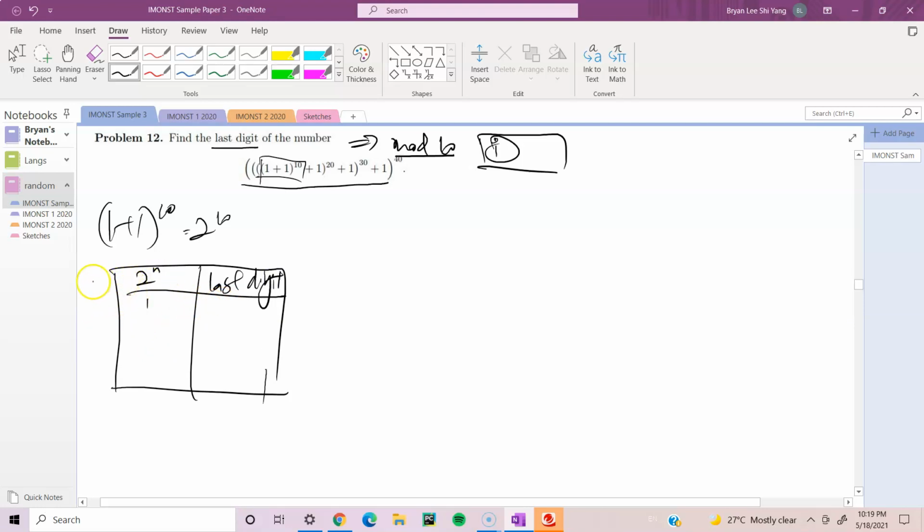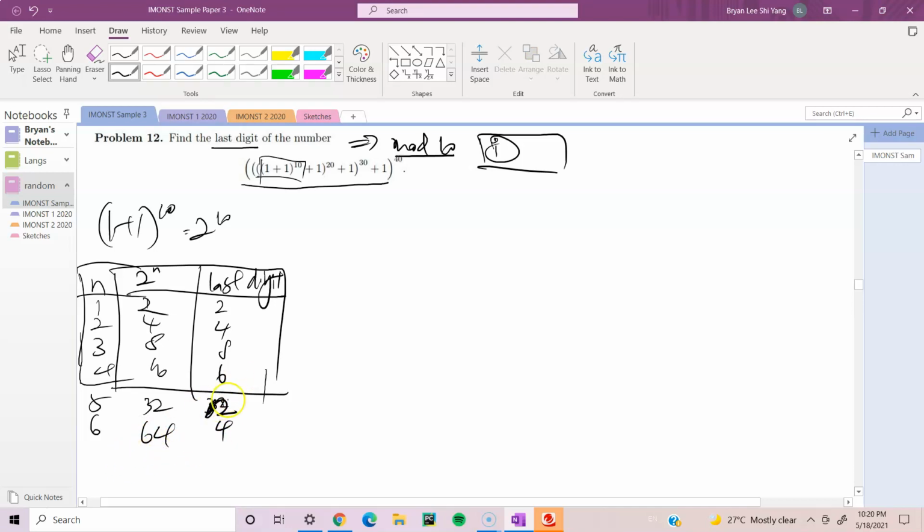Okay, so let's add another column. For n equals 1, 2 to the power of n is 2, last digit is 2. For n equals 2, 2 to the power of 2 is 4, last digit 4. For 3, no need to say. For 4 is 16. Now, we only want the last digit, so this is 6. For n equals 5, we have 32, so the last digit is 2. For 6, 2 to the power of n is 64, and the last digit is 4.